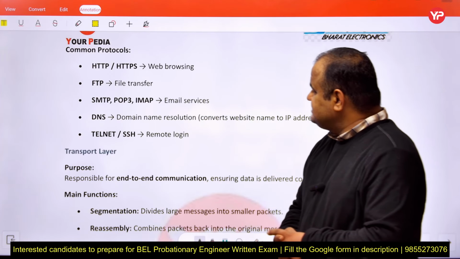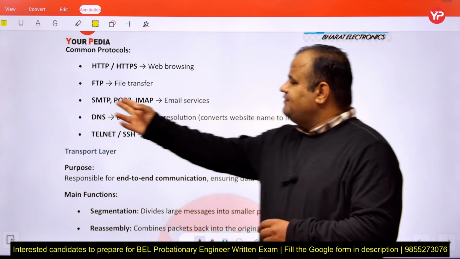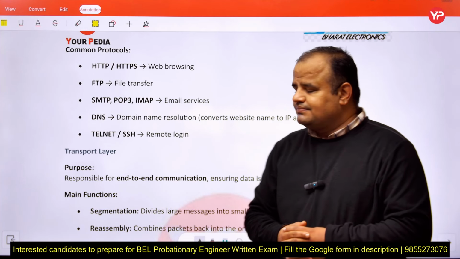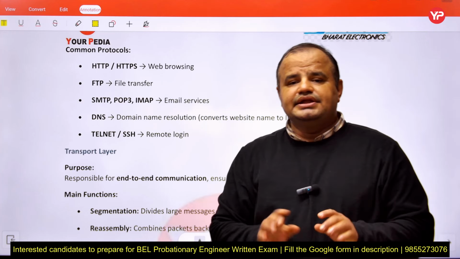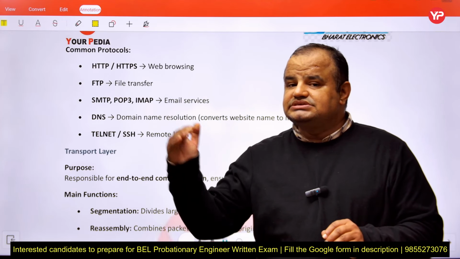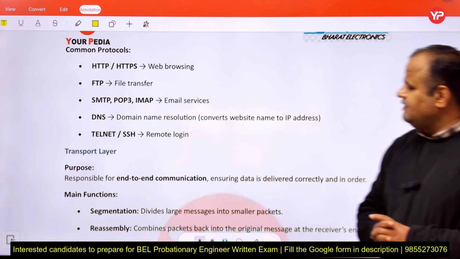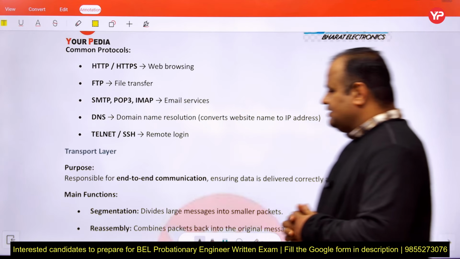Next is SMTP, POP. Mainly SMTP, Simple Mail Transfer Protocol, is used for email services. Next is DNS, Domain Name Resolution. You are writing Google, but Google has its own standard domain or IP. That is the use of DNS. And there is Telnet, which is used for remote login. Those are the basic protocols you are going to use on the application layer.